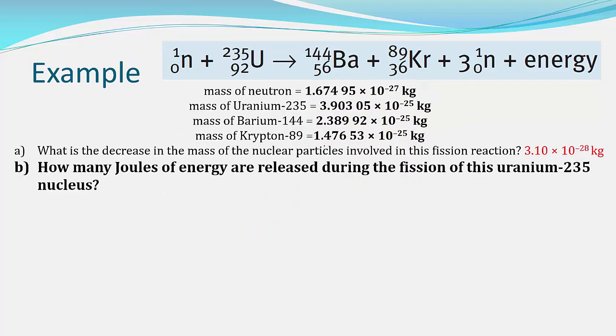So the next part of this question is: if you know the decrease in mass, can you now tell me how many joules of energy are released during the fission of this nucleus? Again, it's pretty simple at this point, isn't it? So you just use your E equals mc squared. And that's going to be your 3.10 times 3 times 10 to the 8 squared. And if you put that in your calculator, you should get 2.79 times 10 to the negative 11 joules.